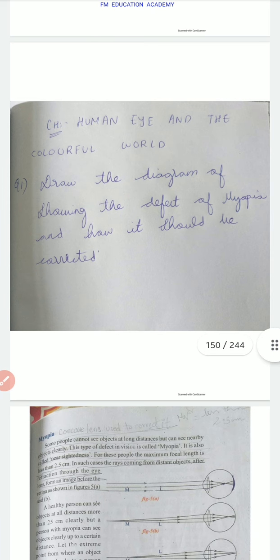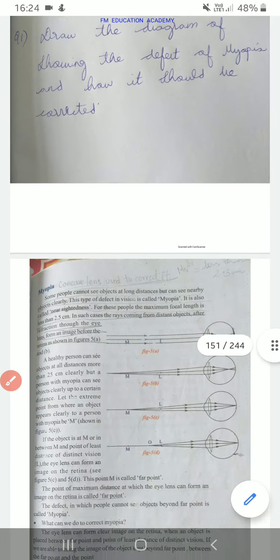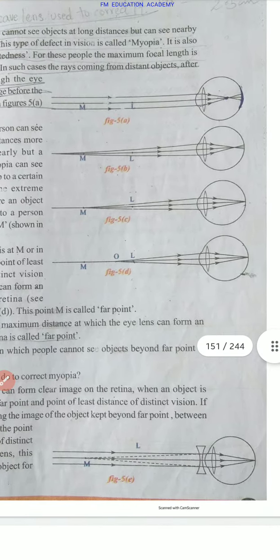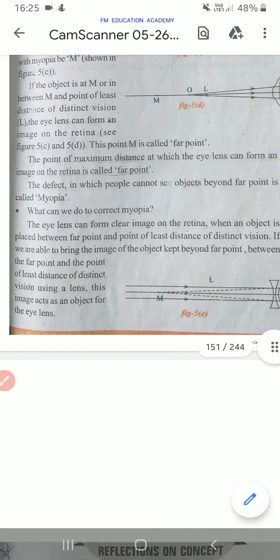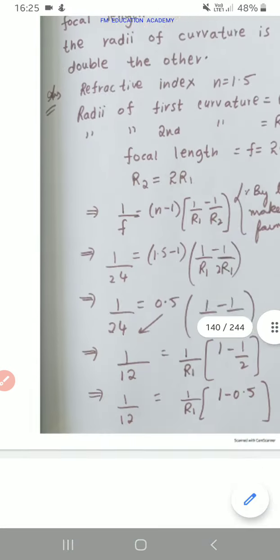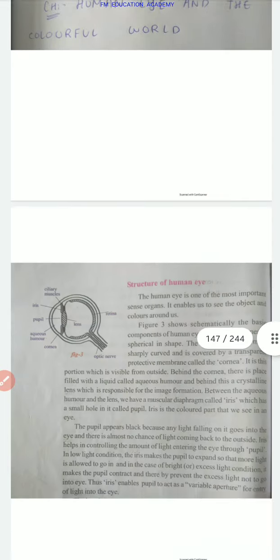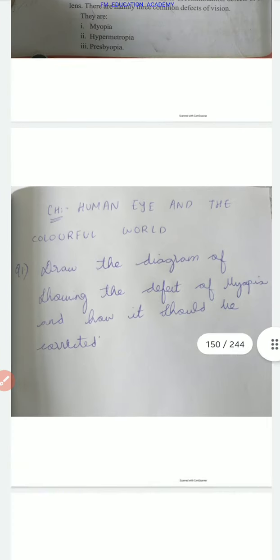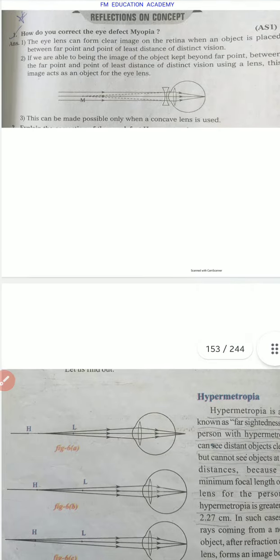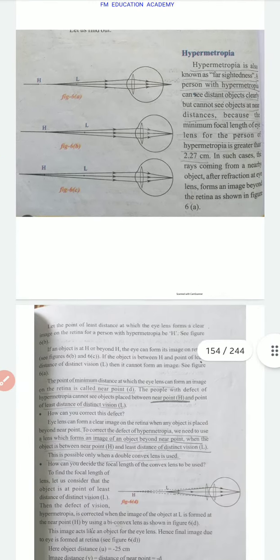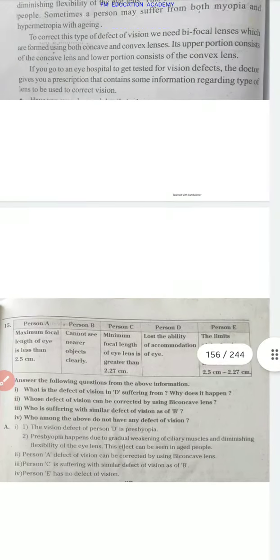Okay, it can ask you draw the diagram of showing the defect of myopia and how it should be corrected. Okay, so both are asked, defect of myopia and how it should be corrected. So draw all the 4 figures. Okay, how it can be corrected? By keeping a concave lens. See, you can go through this question. Then hypermetropia. Okay, presbyopia, it occurs in old age persons.